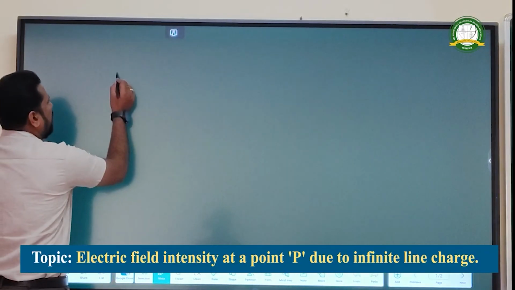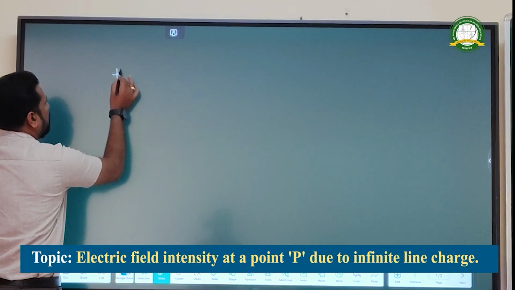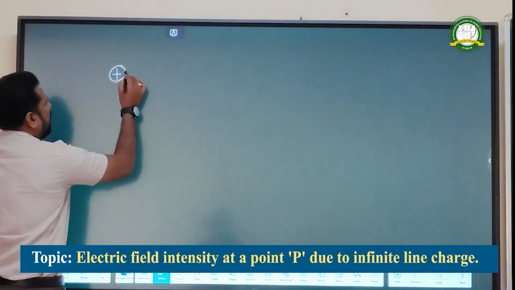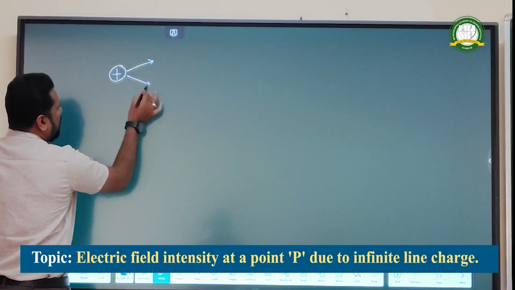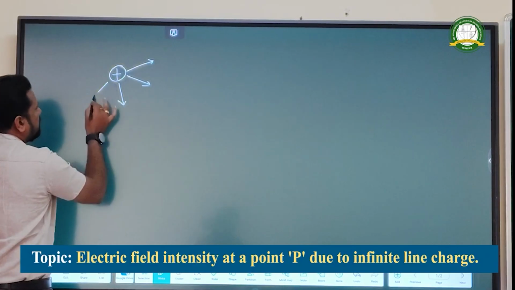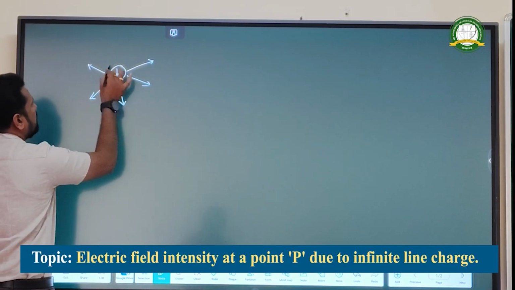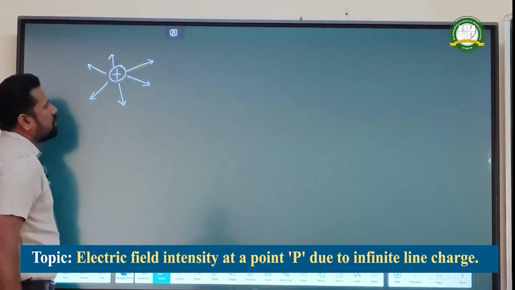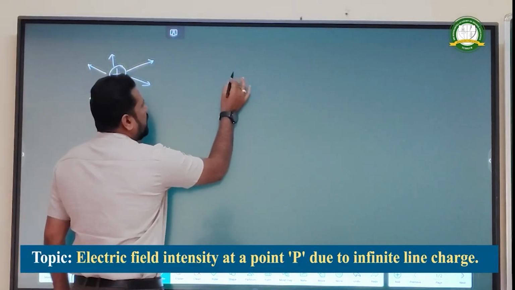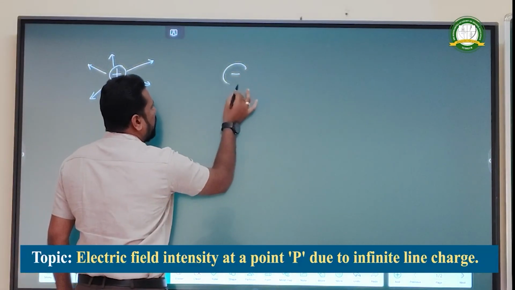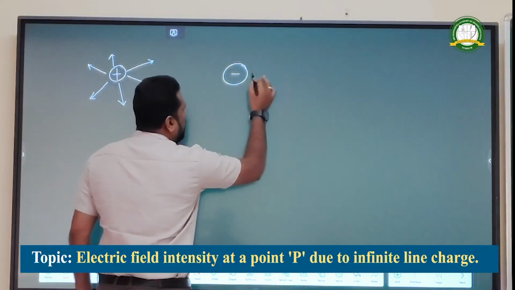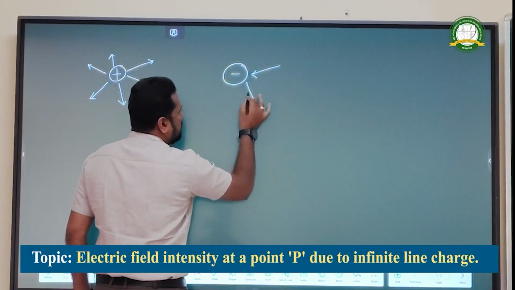The direction of electric field due to positive charge is always assumed to be away from the charge. Similarly, the direction of electric field due to negative charge is towards the charge.